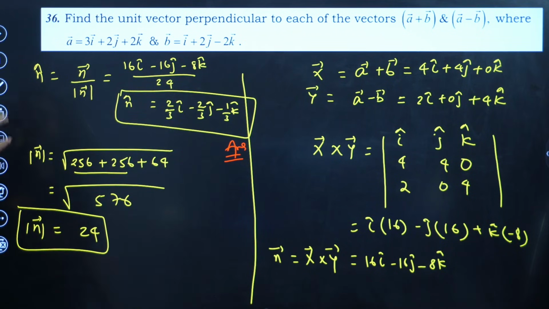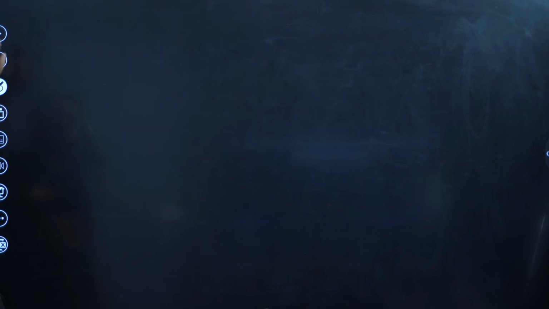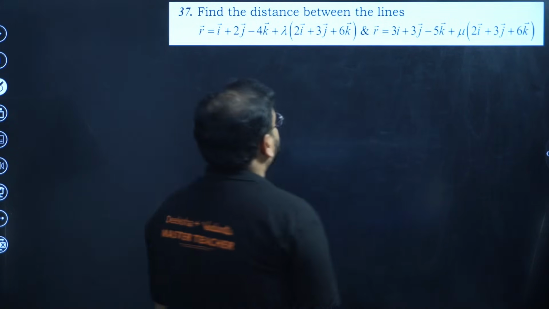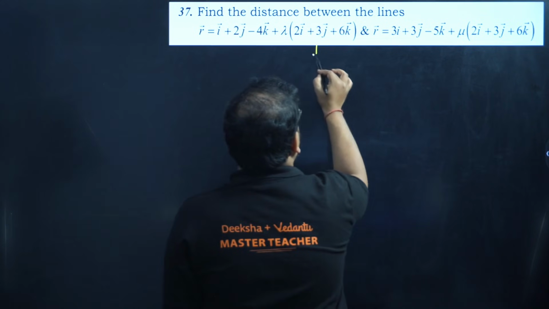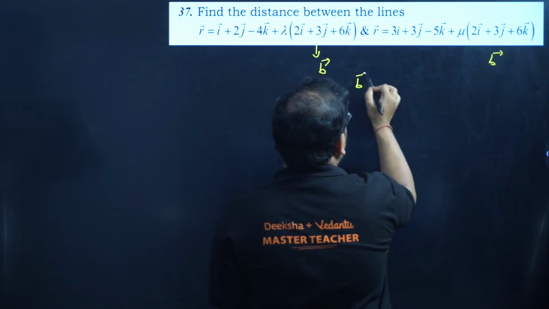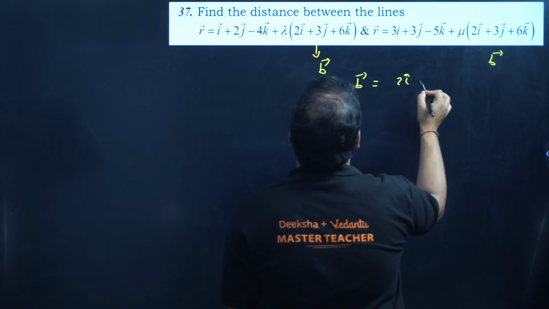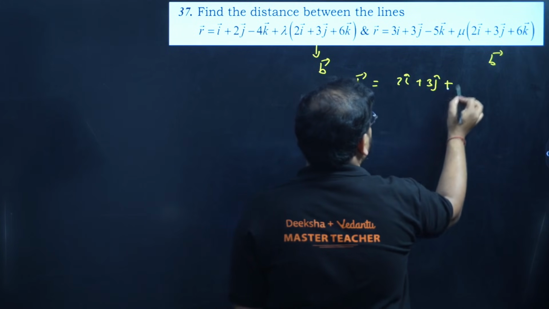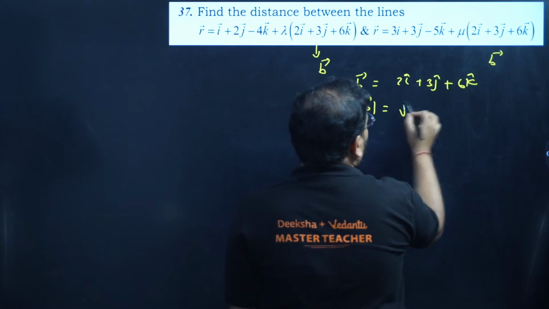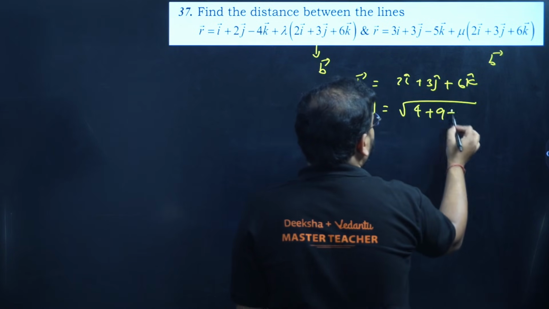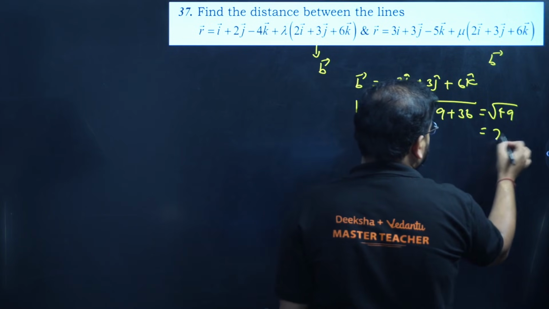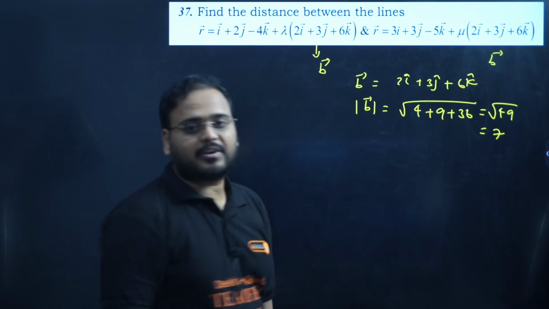Next one, 37th. Let's continue. Find the distance between the lines. Okay, they are parallel lines. Check, this is vector b, this is also the same vector b. So vector b is what? Vector b is 2i cap plus 3j cap and 6k cap. Let's find the mod of vector b. You'll have 4, 9 and 36. That's 49. So that's 7. This is the mod of vector b.